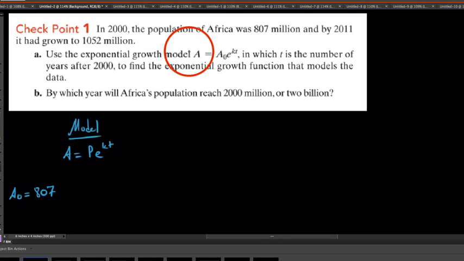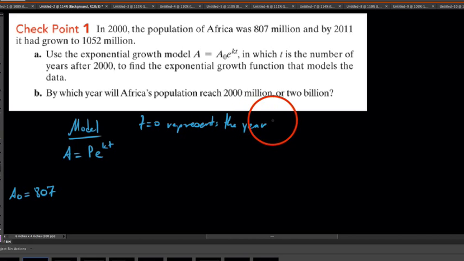It says by 2011 it had grown to 1,052 million. Now that's going to come in handy here. Another thing we want to mention is that t equals 0 represents the year 2000. And so in this case, t equals 11 is 2011. That's going to be an important fact as we express this, not with 2011, but instead with 11.